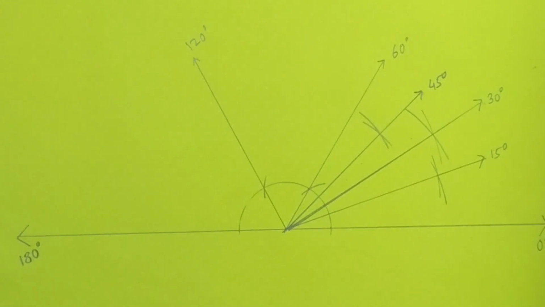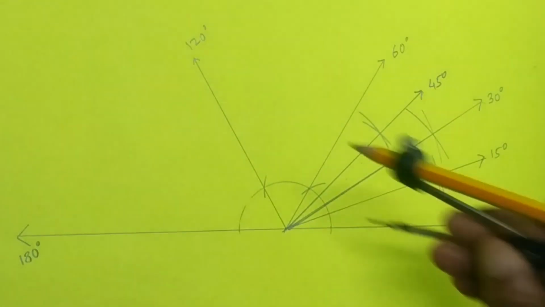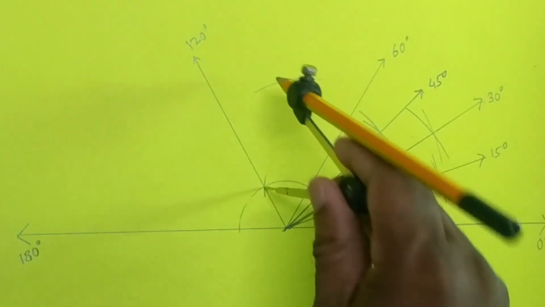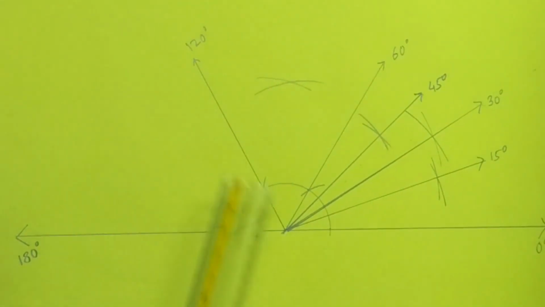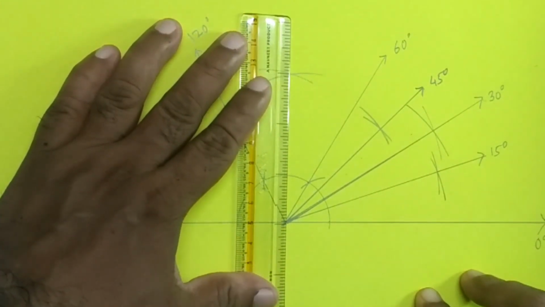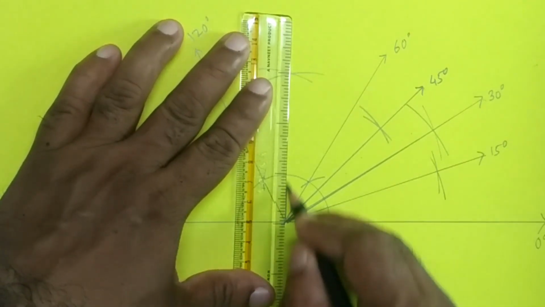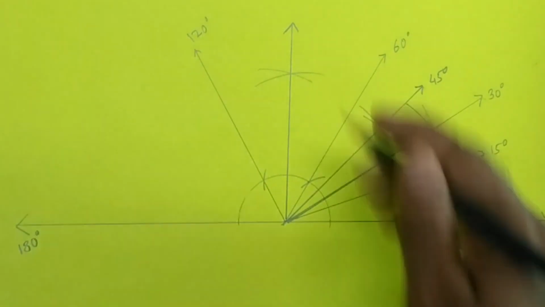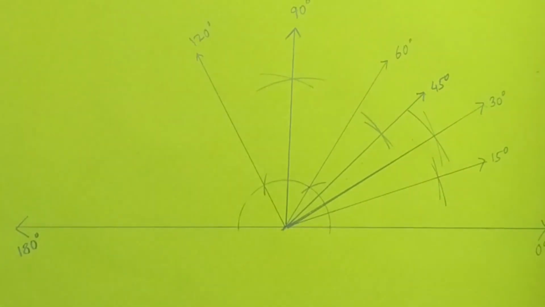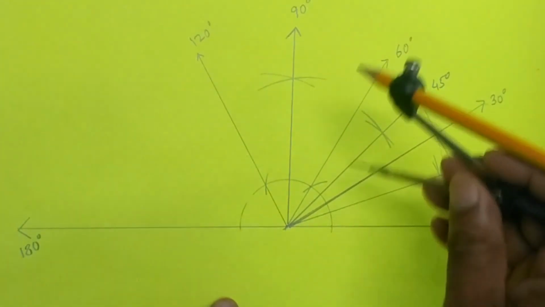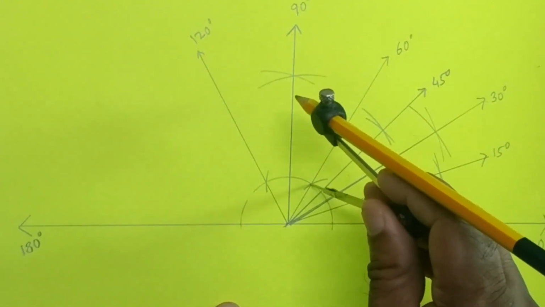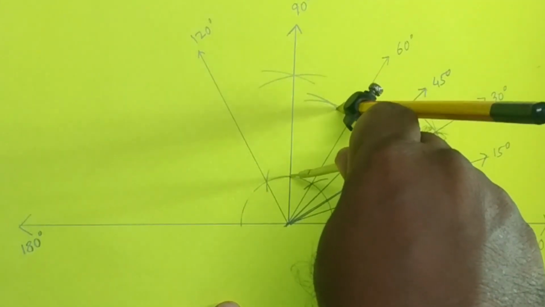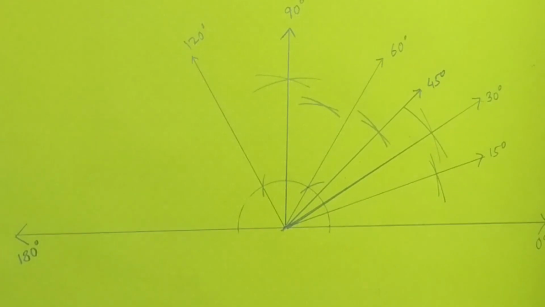Similarly, same procedure will apply. We'll draw the angle bisector of 60 and 120. Take suitable distance and draw the arc. From here, cut this arc and draw the angle bisector of 60 and 120, divided into two equal parts, that is 90 degree. Now again we can divide this 60 to 90 into two parts. So angle bisector, take suitable distance, draw the arc, cut the arc and join.